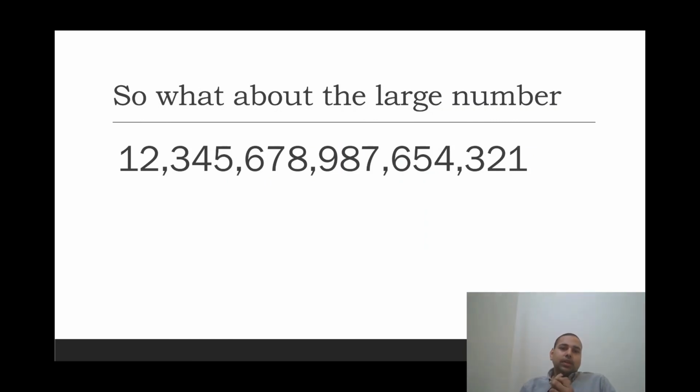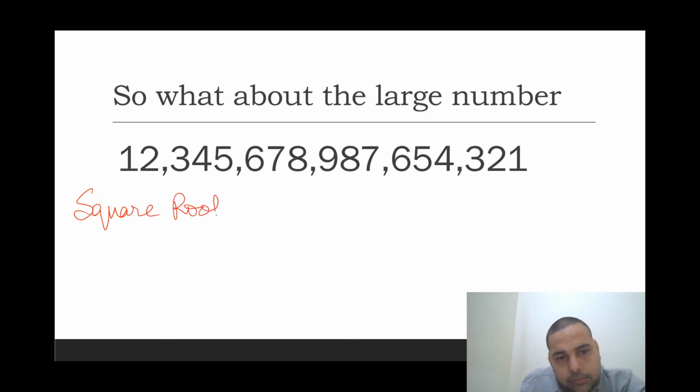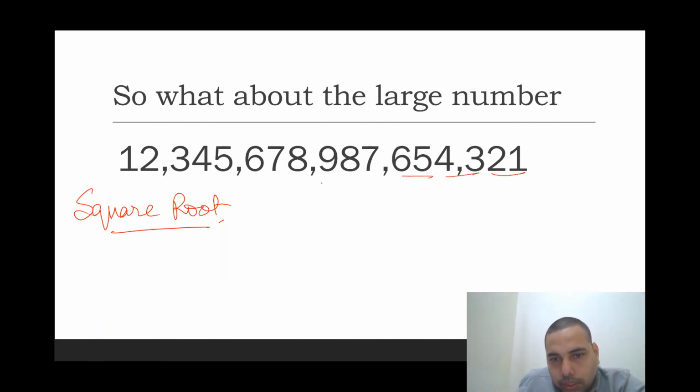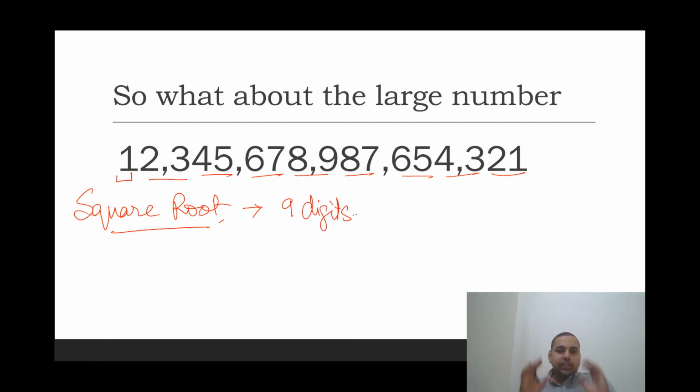Okay, so what about this large number that Sojas was trying to solve? What is the square root of this? Because you're looking for the square root, you just count how many groups of 2 there are. That's group 1, 2, 3, 4, 5, 6, 7, 8, and one last group. That would mean my square root is going to have 9 digits. This is the only thing you have to figure out.